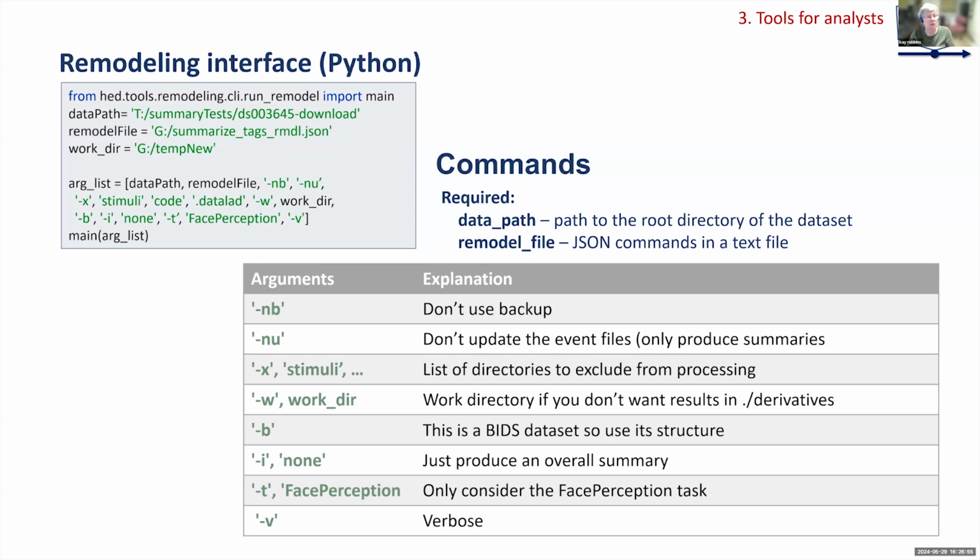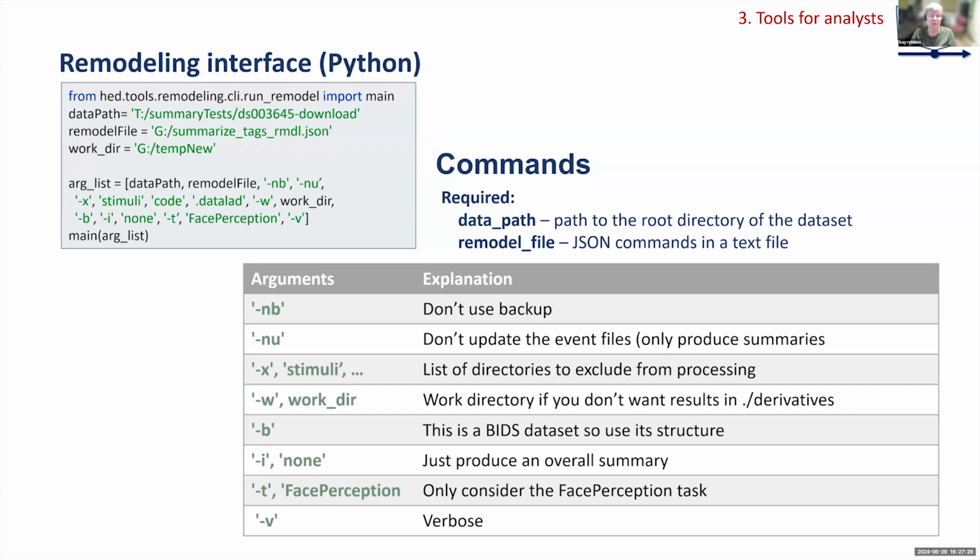This example is a typical way you would run it. You have to give a list of arguments, and the list starts with the data path and the remodel file because those are required. Everything else is optional, and it has defaults. But in this case, I don't want to use a backup. What that means is the remodeling interface buys into this notion of event file fluidity.